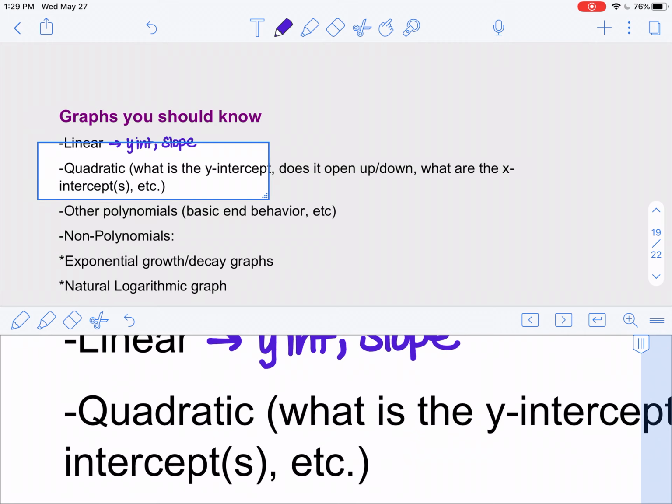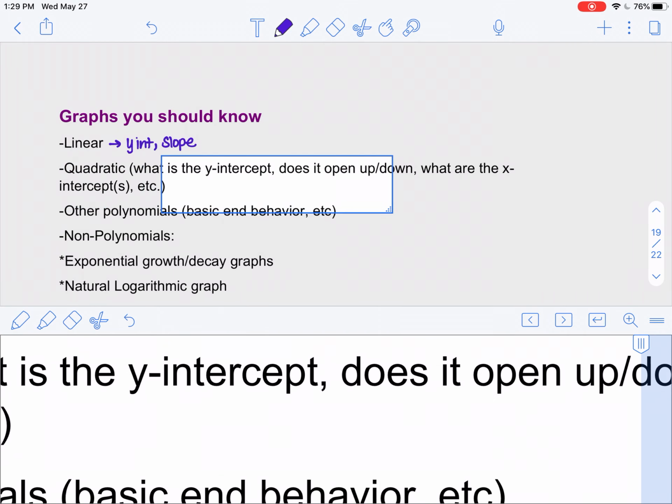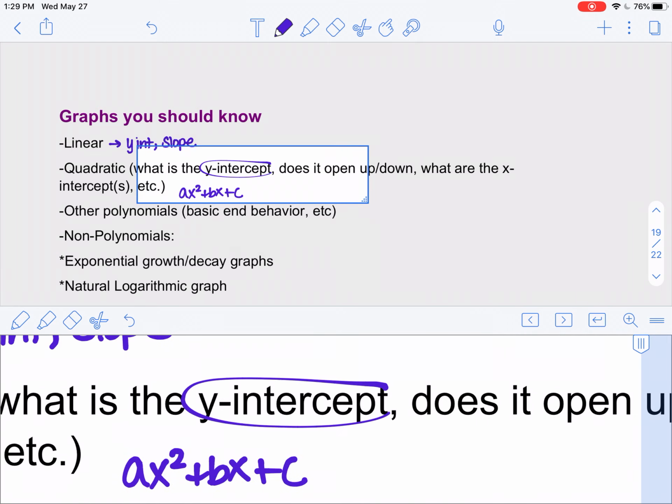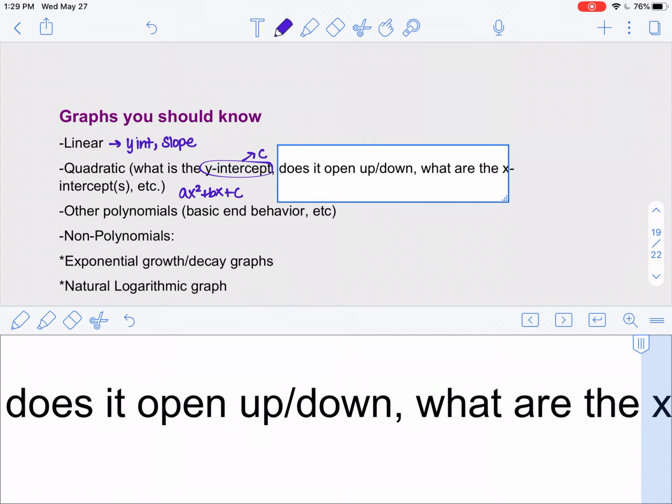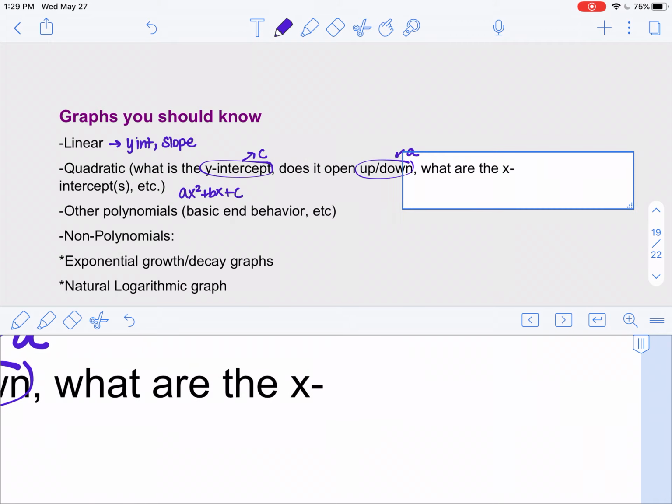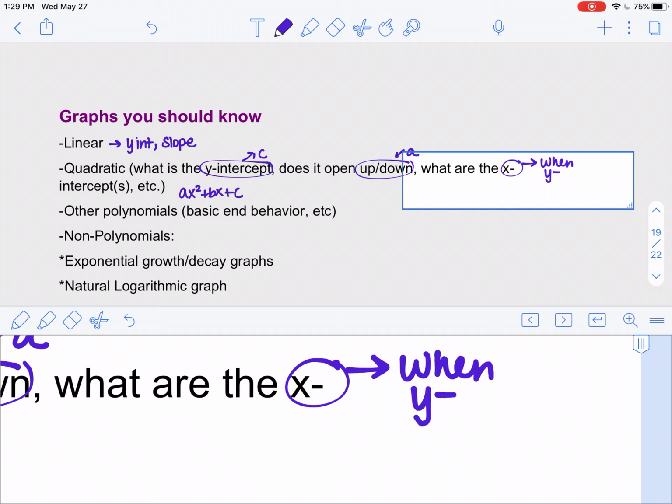For quadratic, and this is something in that ax squared plus bx plus c form, you should feel comfortable knowing what the y-intercept is, which is the c value. If it opens up or down, that has to do with the a value being positive or negative. And what are the x-intercepts? That has to do with when y equals 0. And so you should feel pretty comfortable with any given quadratic in terms of that information.